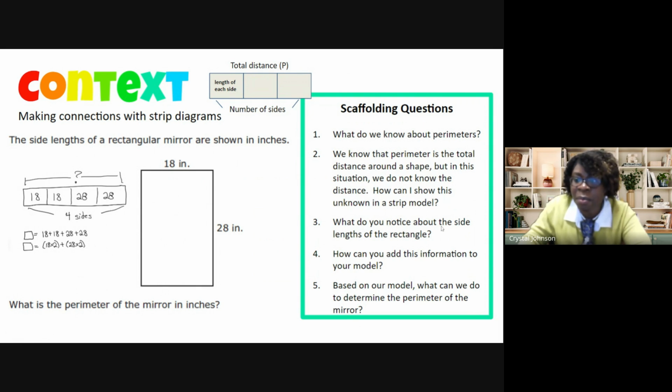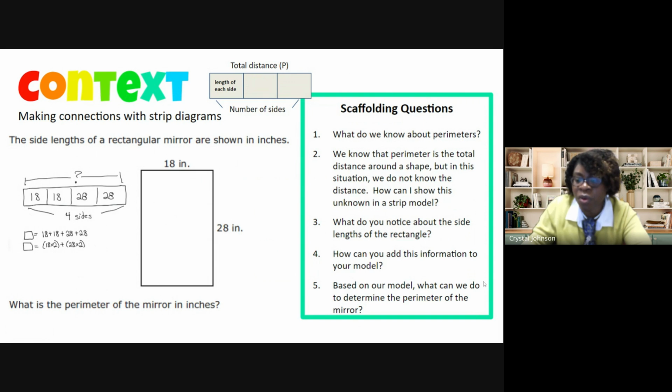What do you notice about the side lengths of the rectangle? Because this is a rectangle and we know that rectangles are equal and opposite, if 18 is at the top, then I have to have 18 at the bottom. If 28 is on this side, because it's equal and opposite, the opposite side will also be equal. Good. How can you add this information to your model? So we're going to do 18, 18, 28, 28.